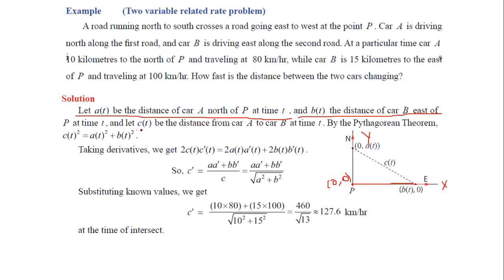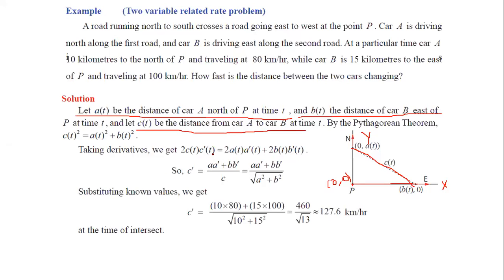Let C(t) be the distance from car A to car B. This distance is C(t). By the Pythagoras theorem, c square equals a square plus b square. So c square equals A(t) whole square plus B(t) whole square. Taking the derivative on both sides, 2c(t) c'(t) equals 2a(t) a'(t) plus 2b(t) b'(t).